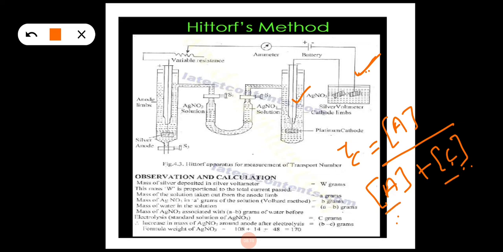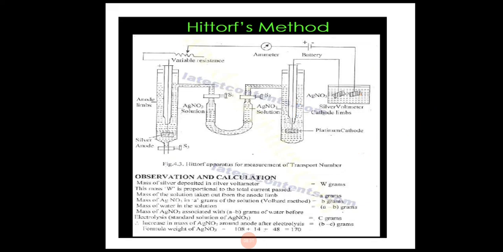So instead of finding the decrease in both compartments, if we find the amount of silver deposited here, that is equal to the total current. So we only have to determine now the fall in the concentration of the anodic compartment. But here the anodic compartment concentration is increasing. Let us see now how to calculate it.